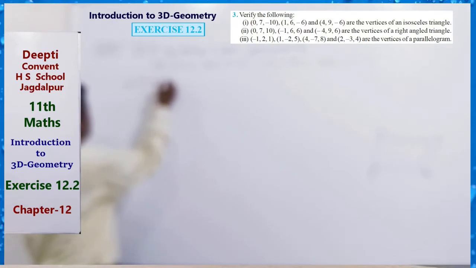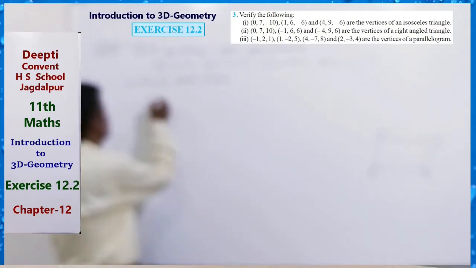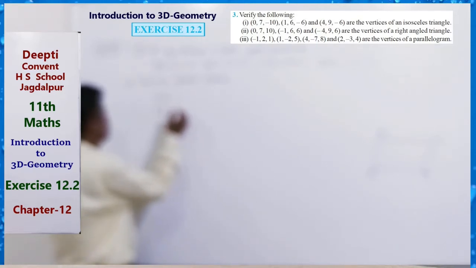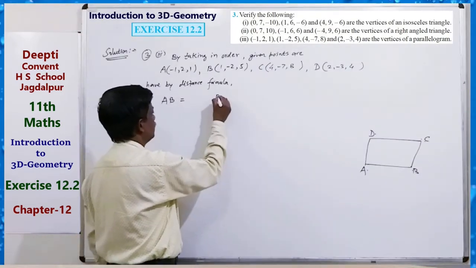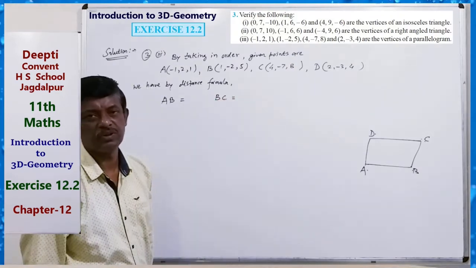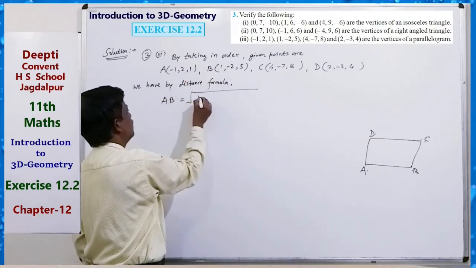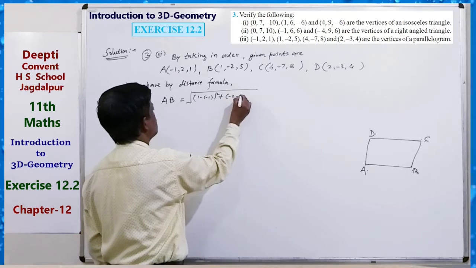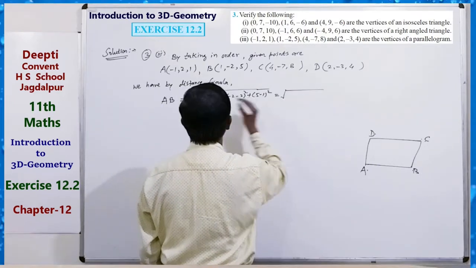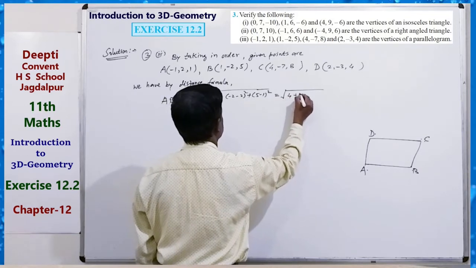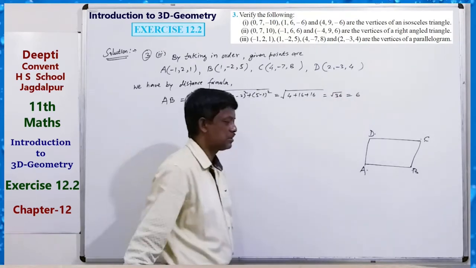So, with the points in this order, by the distance formula, find AB and BC. For AB, using the distance formula, (1 minus -1) square plus (-2 minus 2) square plus (5 minus 1) square, equals root over 4 plus 16 plus 16, root 36 equals 6. So the first distance is 6.